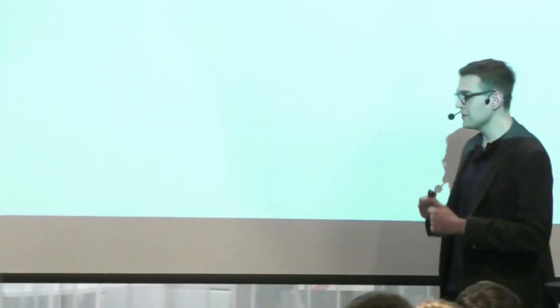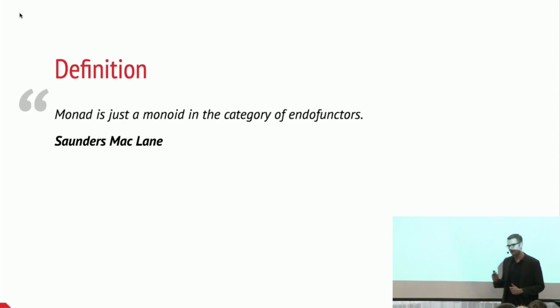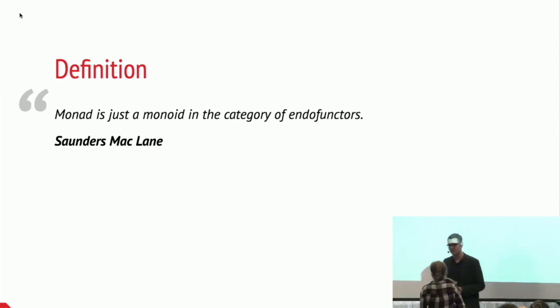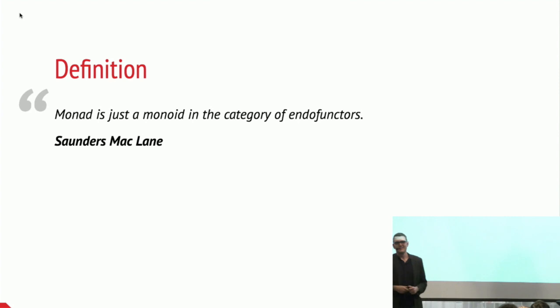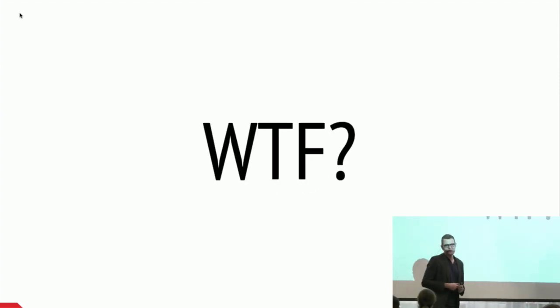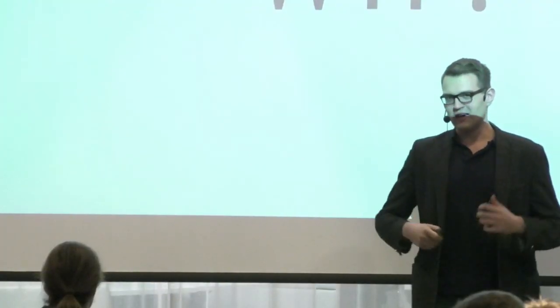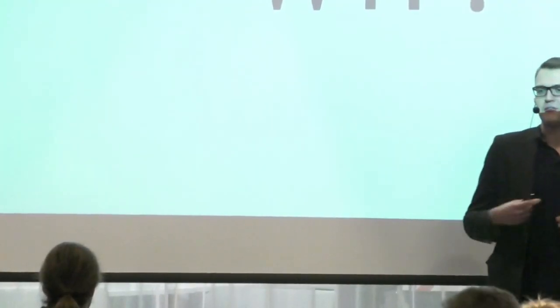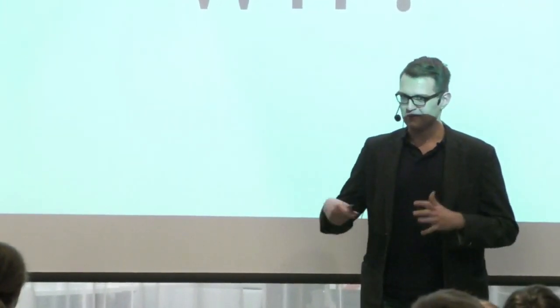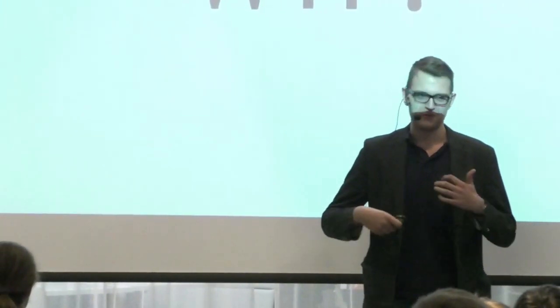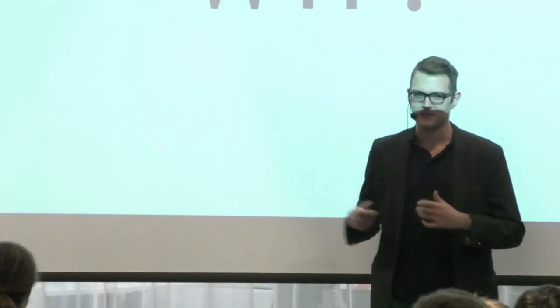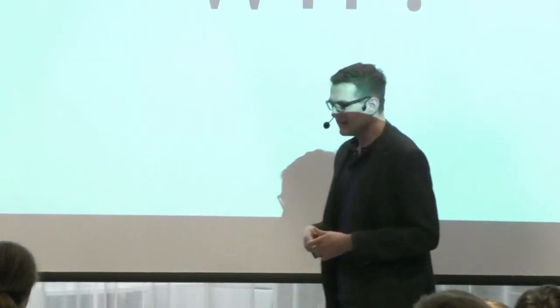So, what is a monad? A monad is just a monoid in a category of endofunctors. Easy, right? Yeah, not really. Monads are part of a branch of mathematics called category theory, and this is the formal definition of monads. To understand this definition, you have to spend a few years studying mathematics and category theory. So it will not be very useful for us, and we'll not focus on it.